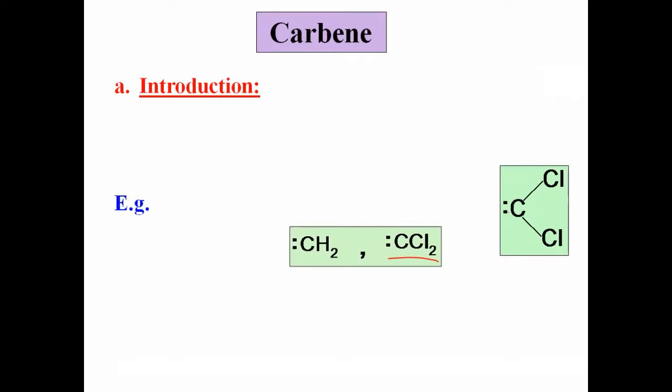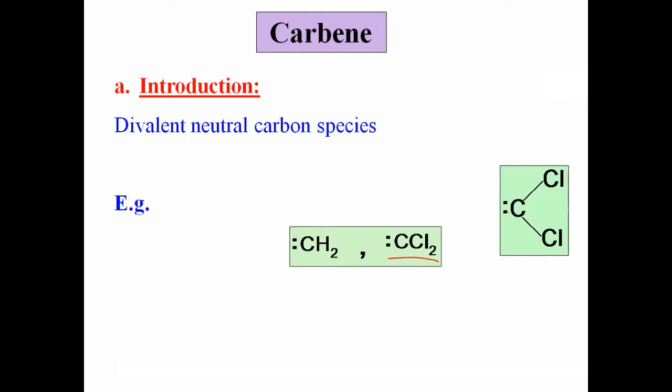Now, what is the characteristic property of carbene? In carbene, carbon has two covalent bonds, and it does not have any charge. Therefore, simply we can say that carbene is a divalent and neutral carbon species. It is divalent, meaning it has two covalent bonds, and it does not have any charge. This is the first point.